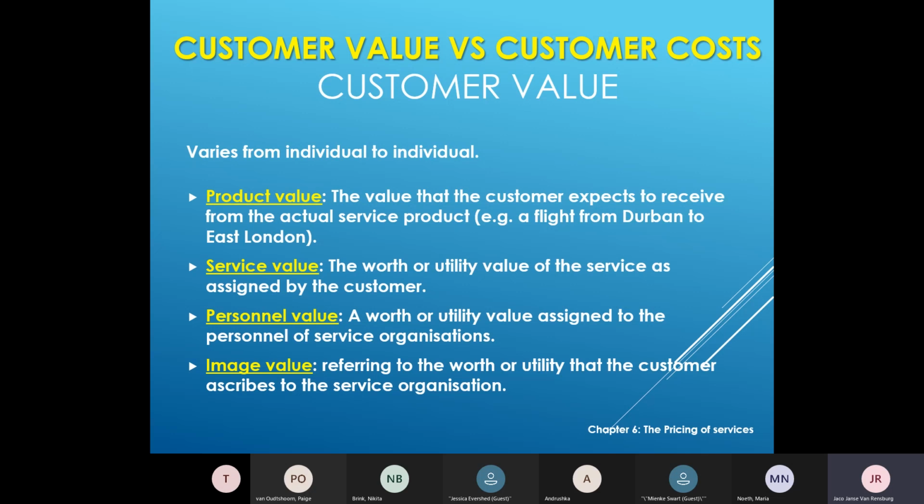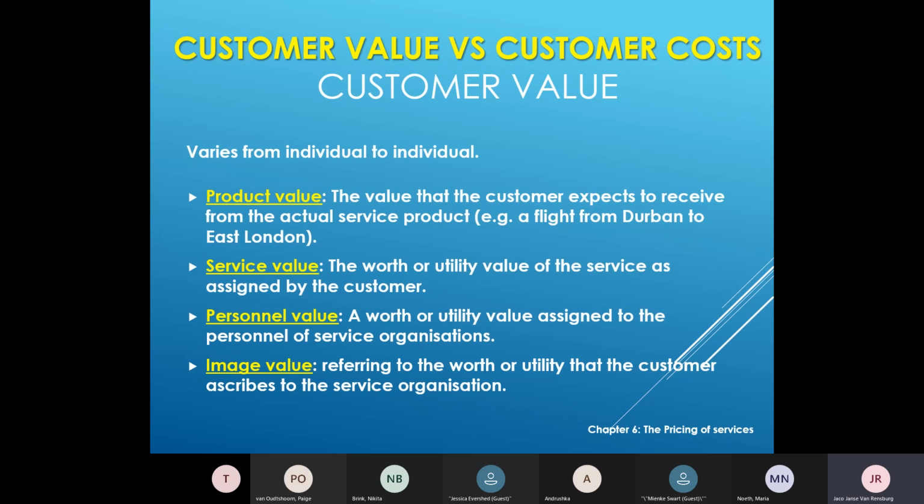There is also personnel value. In other words, the people like the pilot, the airplane crew, those are all people who play a role in your experience and therefore add value or take value away from your experience as a customer.